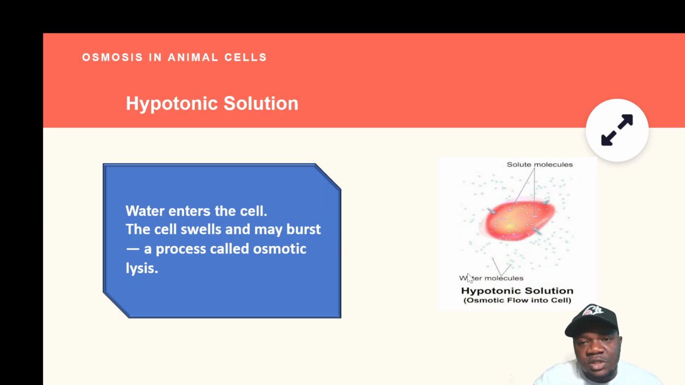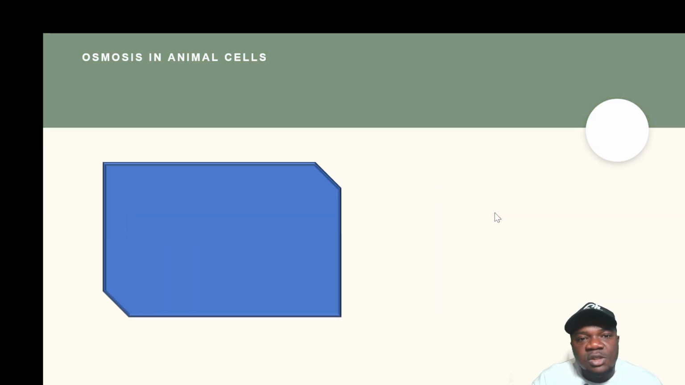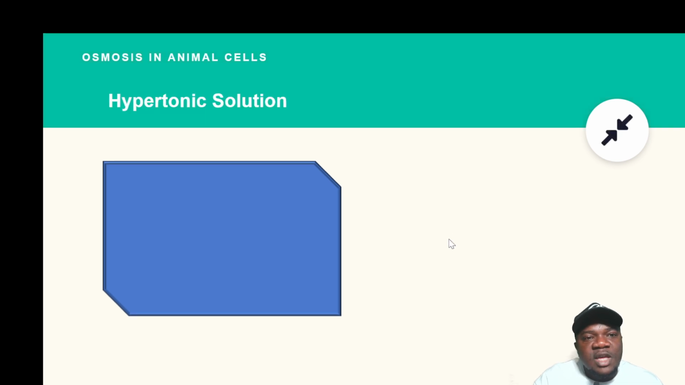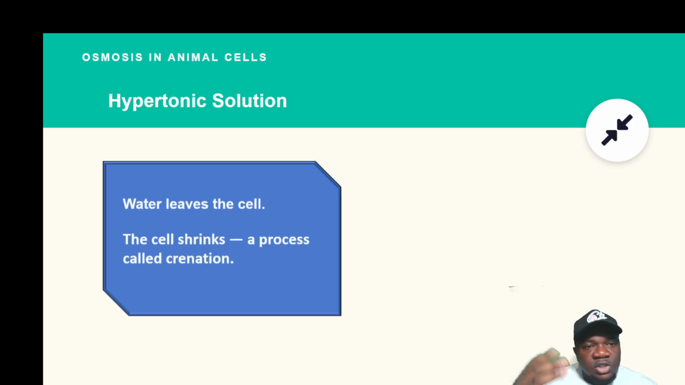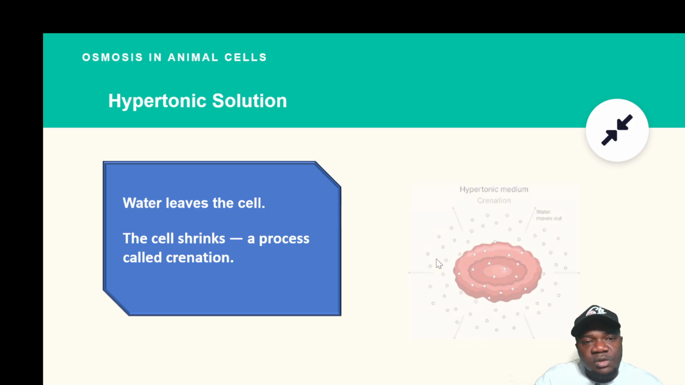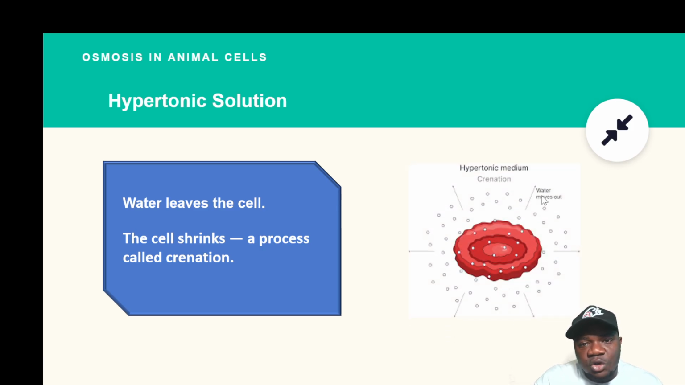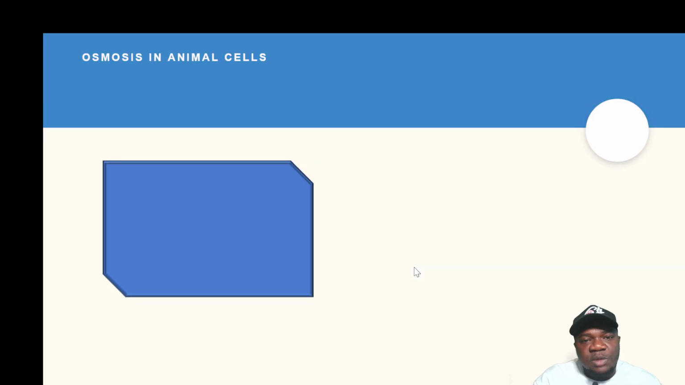All right, so you can see this picture in hypotonic solution. So water tends to get into the cell, and the cell becomes turgid. Okay, so in a hypertonic solution, which is a very strong solution, water tends to leave the cell, and the cell shrinks, and this is called crenation. So what happens to the cell when it has a high amount of solute? It tends to shrink, and this is called crenation. So these are very important terms you need to understand.